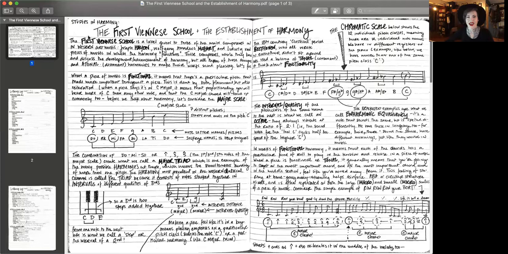Okay, so we are back at lecture notes. So where do we want to start? The First Viennese School. The First Viennese School is a label that's given to three main composers of the 18th century that are really a part of the classical era. Those composers are Franz Joseph Haydn, Wolfgang Amadeus Mozart, and Ludwig van Beethoven. They all wrote pieces of music that adhered to functional rules.